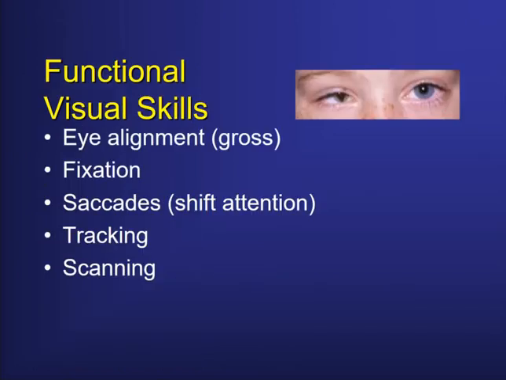Unlike assessment of eye movements in a formal clinical setting, assessment of visual skills functionally include the following. General eye alignment. Remember that you are only observing here and not making a diagnosis. Fixation ability. Saccades, or the ability to shift visual attention. Can the person track or follow a moving object? And does the person visually scan or search for an object?